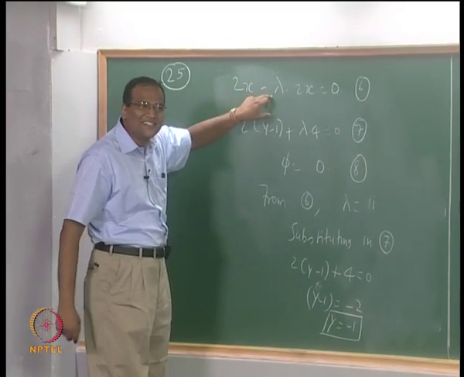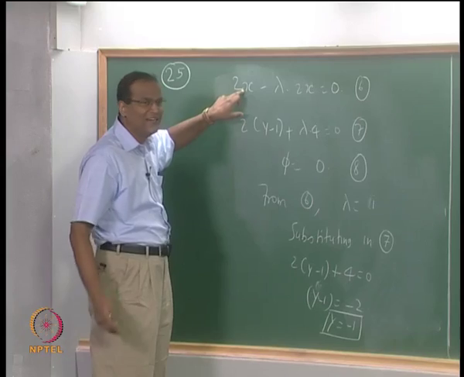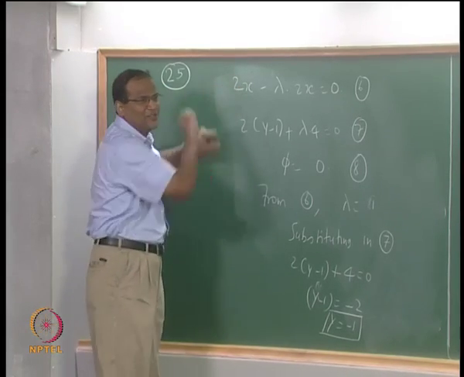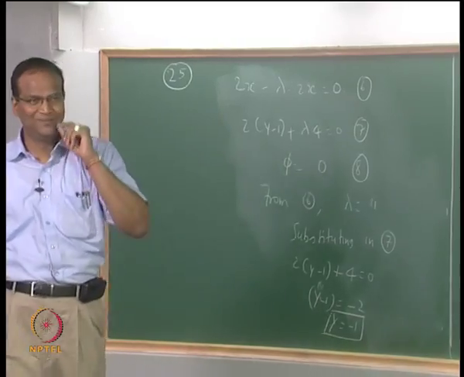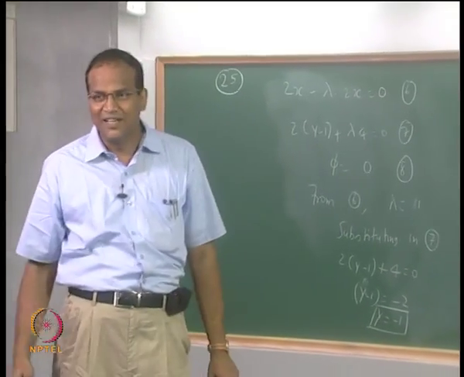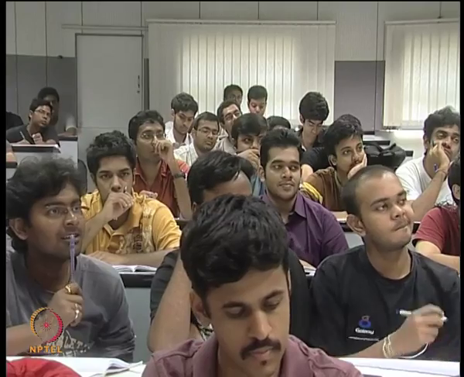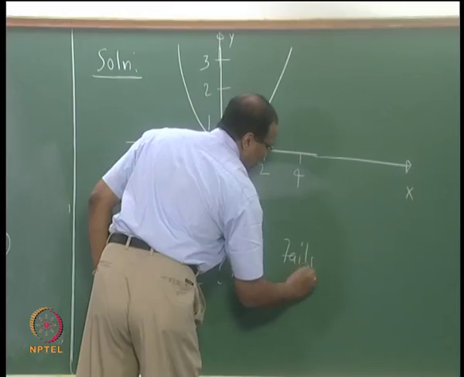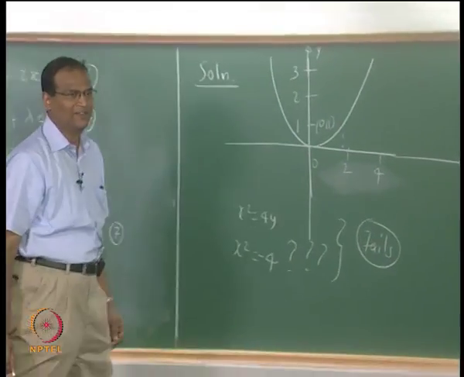When you cancel the x, it implies that x is not 0, but unfortunately x equal to 0 is a solution, right? That is the catch in this problem, right? You cannot cancel that because x equal to 0 is a solution. So even Lagrange multiplier fails, we have to be alert.